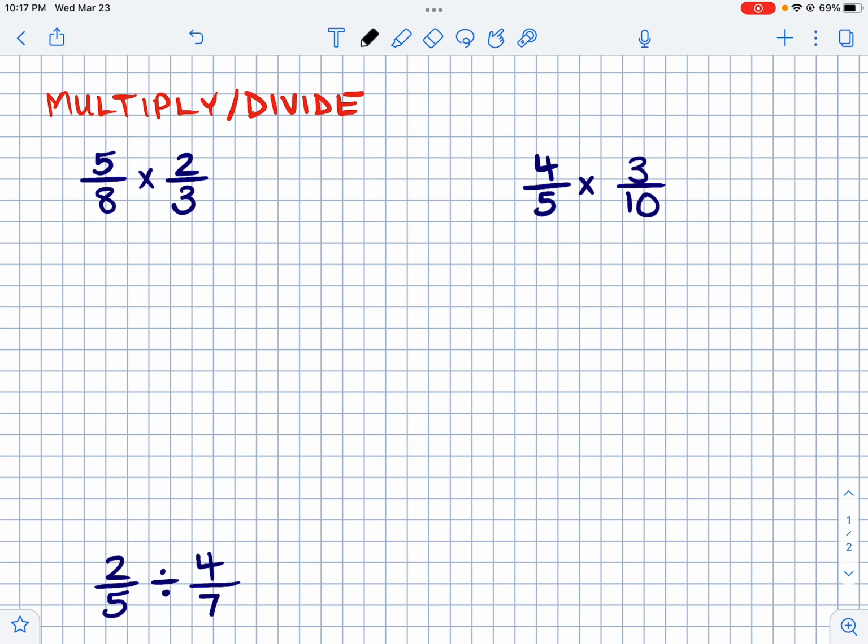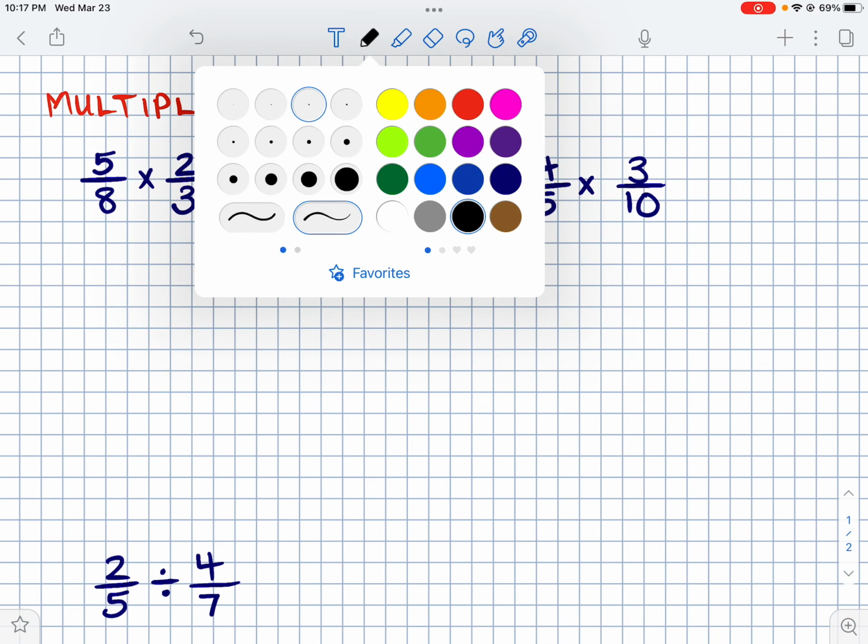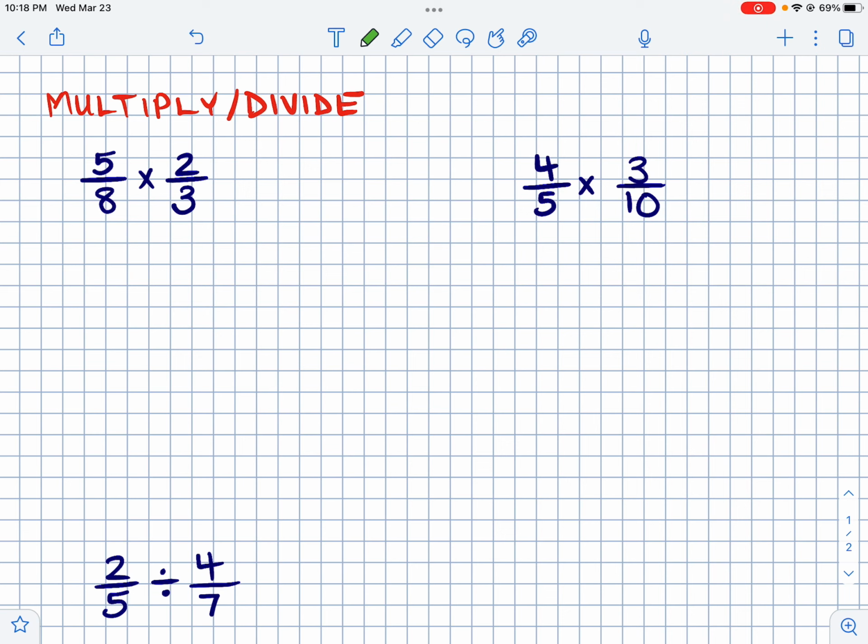Okay, so if you want to multiply fractions, all you do is multiply straight across. So in order to multiply these fractions, I would just multiply across. So 5 times 2 is 10. 8 times 3 is 24. So I don't need a common denominator. I just multiply the numerators together and I multiply the denominators together.